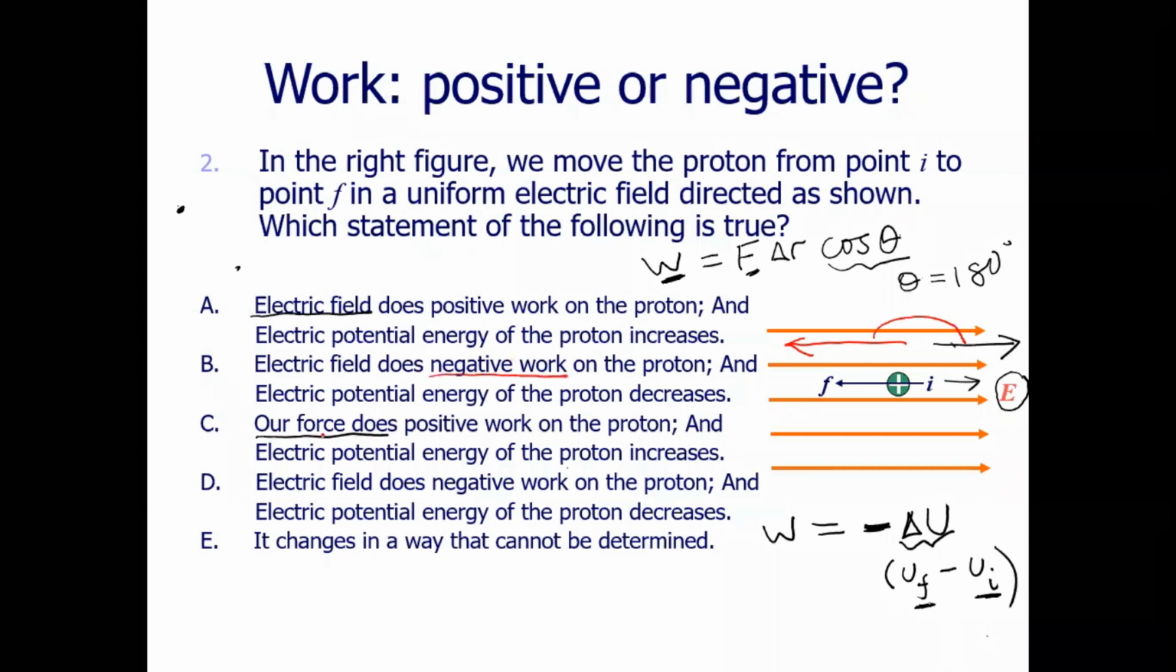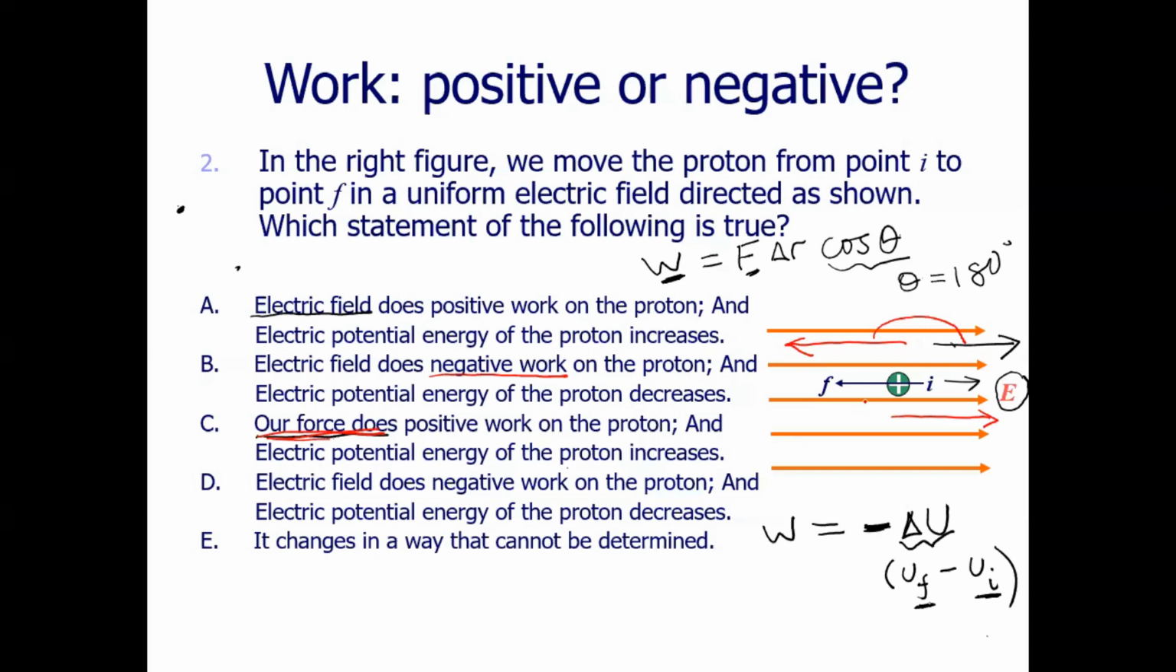Now, what about our force? It means the force of the external agent. Since the electric field is exerting a force in this direction, in order for us to move the displacement, to have this object move in this direction, we must apply a force in this direction. This force is what we are calling our force. So what is the work that is done by our force?